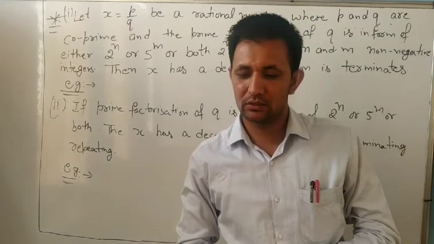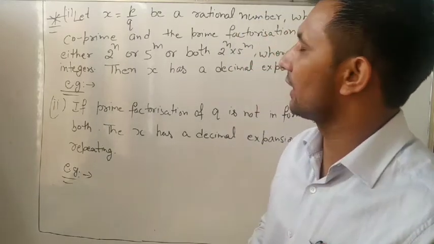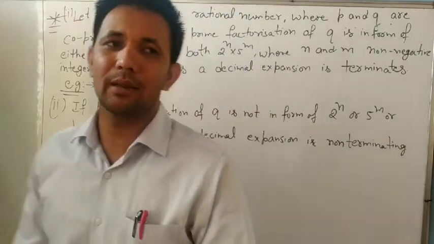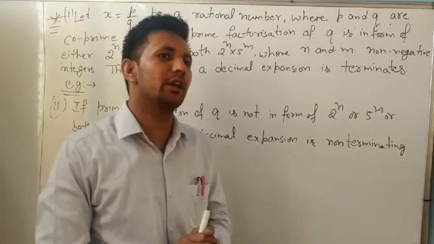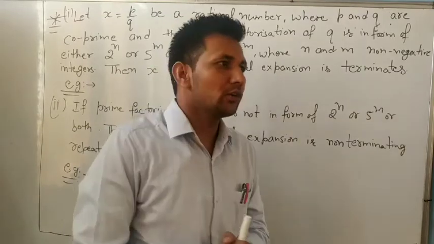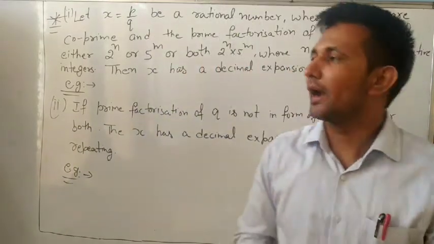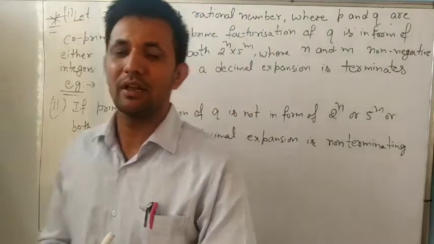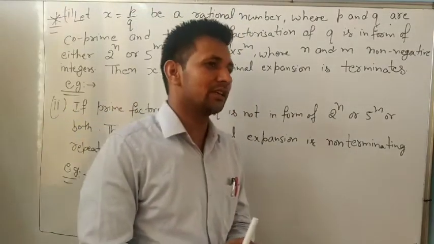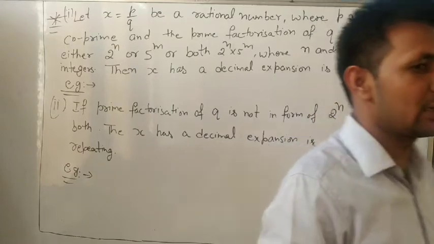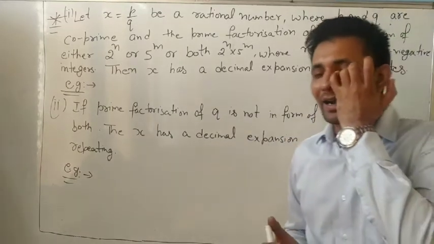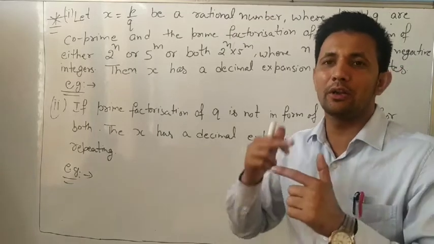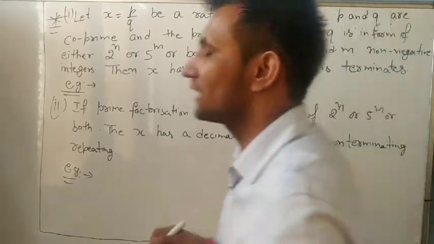In the last class, we finished at the point of what is a rational number. Everyone knows, we already learned in 9th class, there are two definitions of a rational number: either in p by q form, or in decimal expansion. In decimal expansion, a rational number is a number which is either terminating or non-terminating and repeating.